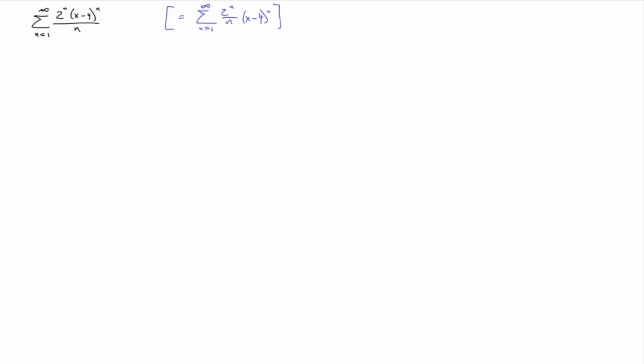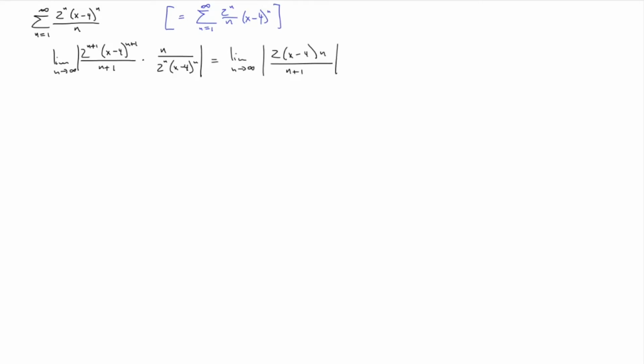Just to make it clear, this is a power series centered at 4. The coefficients are 2 to the n over n, so those are just numbers that change as n changes, but it's a power series centered at 4: the coefficients times x minus 4 to the n. As usual, we apply the ratio test, and after the usual simplifications, we get this limit here.